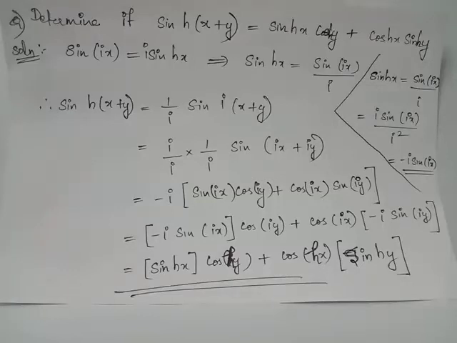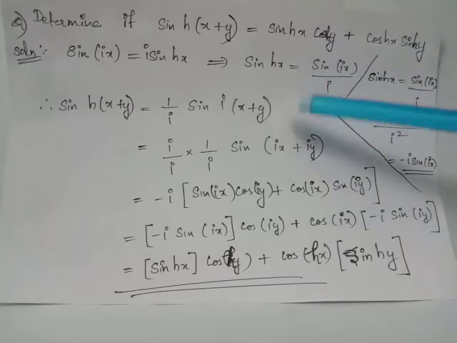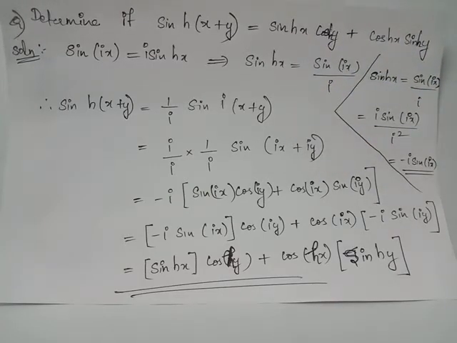Find if sinh(x plus y) equals sinh x cosh y plus cosh x sinh y. We have the relation sin(ix) equals i times sinh x, from where we obtain sinh x equals 1 by i times sin(ix). In this relation, if we replace x by x plus y, we obtain this relation. We have sinh(x plus y) equals 1 by i times sin(i(x plus y)).